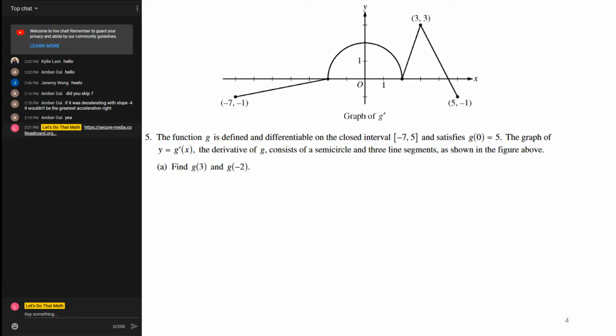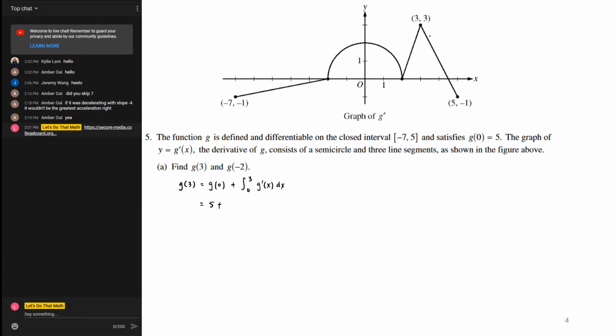Okay, so how do we do this? This is pretty much the same as the first question that I just did today, right? Or the first set of questions, where g of 3 is going to be the initial value, g of 0, plus the integral from 0 to 3 of the first derivative. We're not given the first derivative function, but we're given the graph, so we could just find the area under the curve. G of 0 we know is 5.